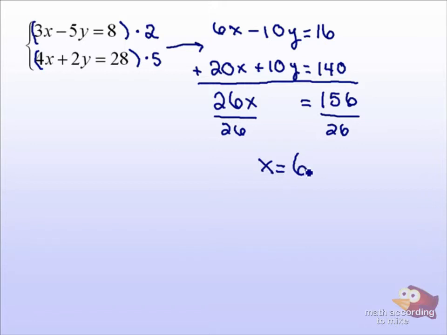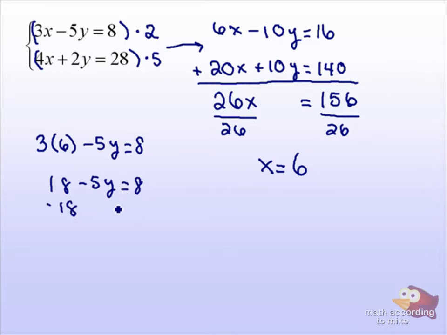Now since we have x solved for, we can put that 6 back into either of the original equations. It does not matter which one. You might as well pick your favorite. We'll pick the first one just because. So instead of that x, we'll have a 6. 3 times 6 minus 5y equals 8. Let's solve for y. 3 times 6 is 18. Everything else just copies.